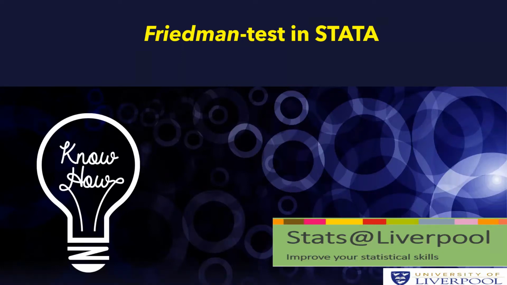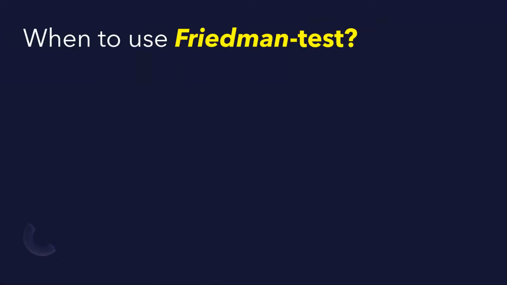Friedman test in STATA. Friedman test is a non-parametric test. It is an alternative to repeated measures ANOVA. We use this when we want to find the mean difference of 3 or more groups from the same sample, given that data is not normally distributed. So let's see an example of how we can perform this Friedman test in STATA.